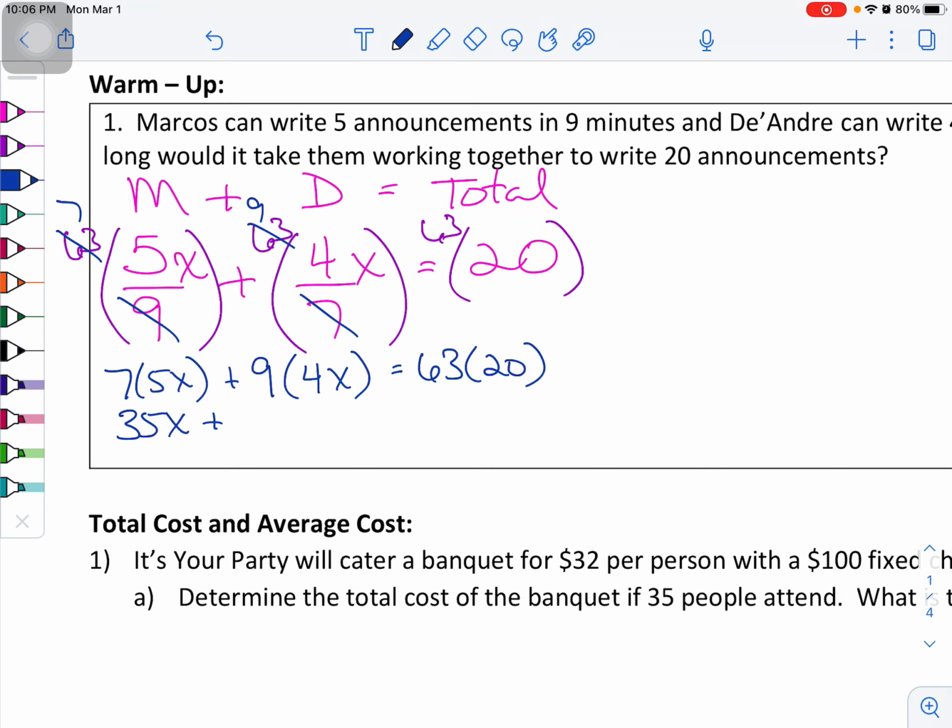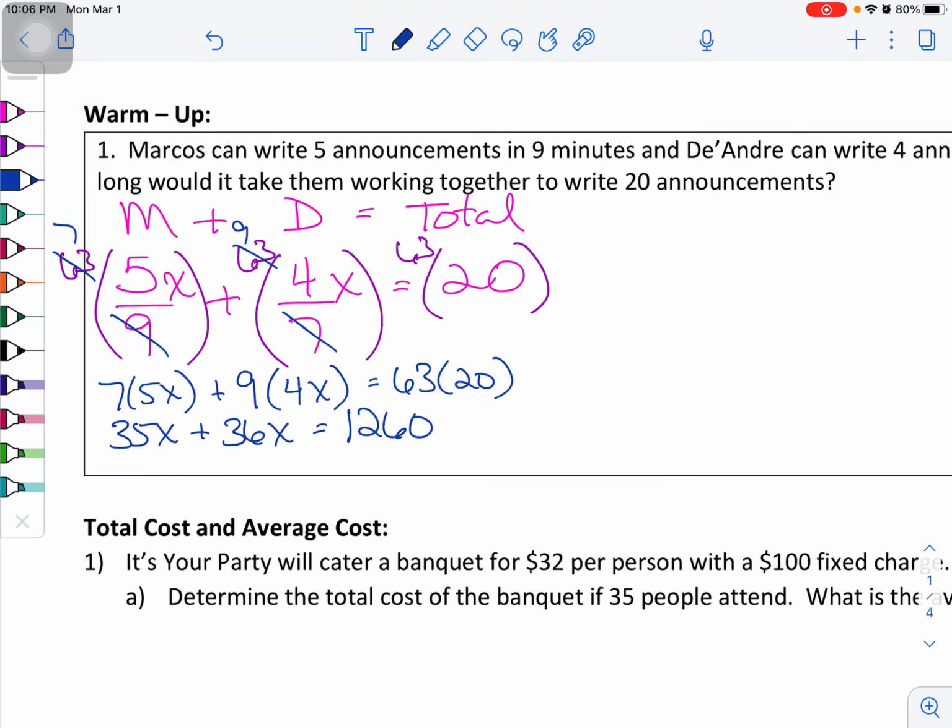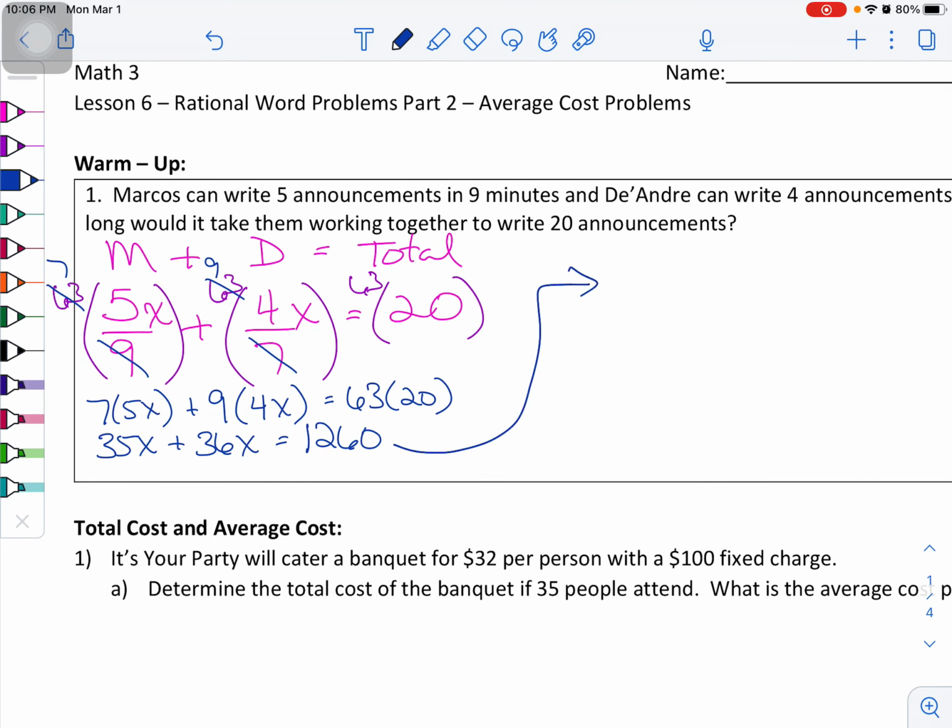I have a calculator sitting here next to me just to make sure I don't do anything goofy. So let's see, 7 times 5x is going to be 35x. 9 times 4x is going to be 36x. 63 times 20, not going to happen in my head. So how about 1,260? I always run out of room with these problems, so I'll slide it over here. Let's see, 35x plus 36x is going to be 71x, and that's going to equal 1,260.